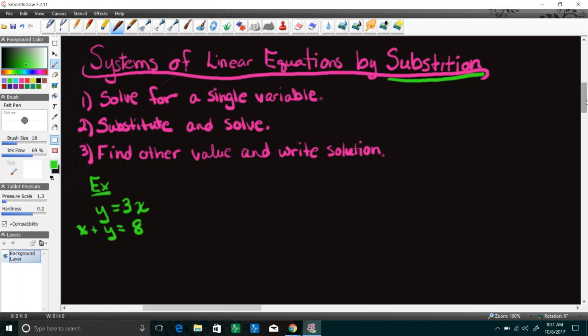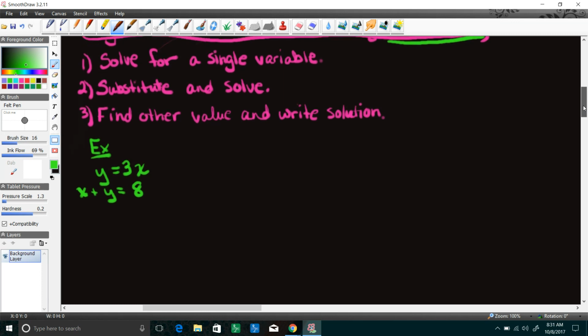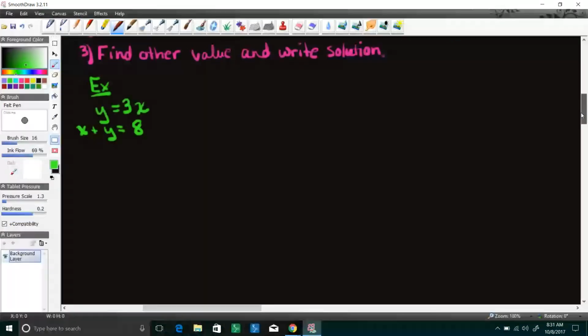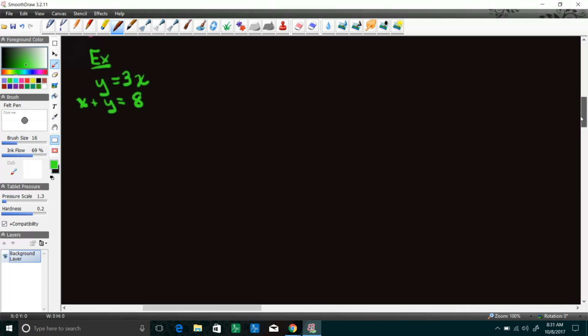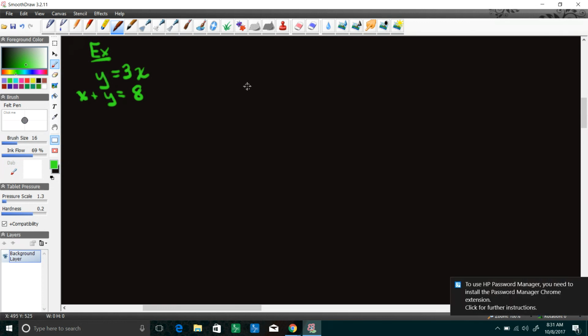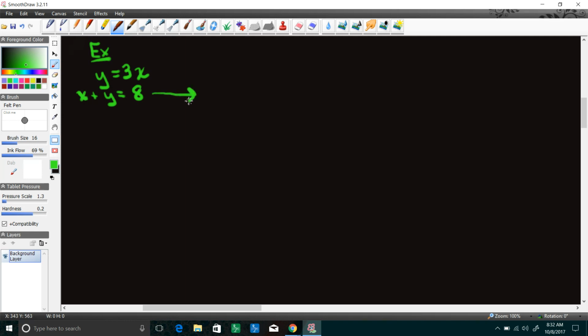We're going to go ahead and do the first example. y equals 3x and x plus y equals 8. Okay, so for this one, we already have that y is equal to 3x. So typically, sorry about that, we can already substitute. Okay, I'm going to go ahead and show this one a little bit different for those of you who want to do it differently. I'm going to substitute this one by solving for y first.